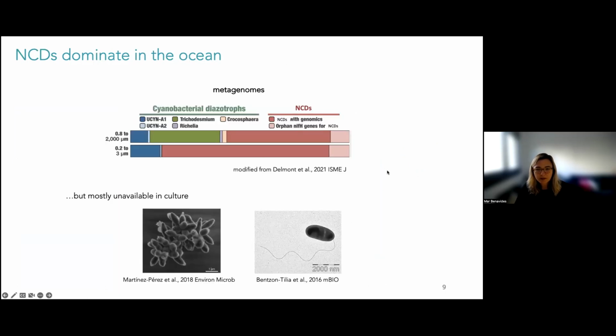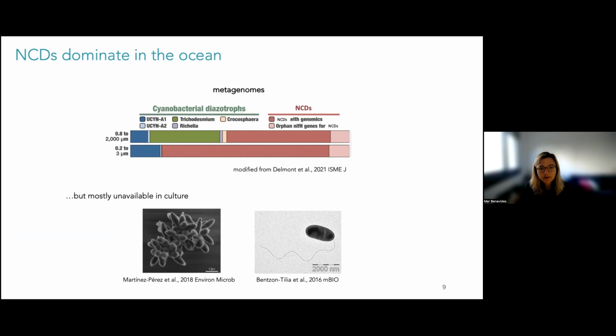The past picture was done with nifH amplicon sequencing, but just quickly to say that if you take metagenomes, and these are the metagenomes from the Tara Oceans expedition, you pretty much find the same picture. NCDs are actually the majority as compared to the cyanobacterial diazotrophs, which are less prevalent.